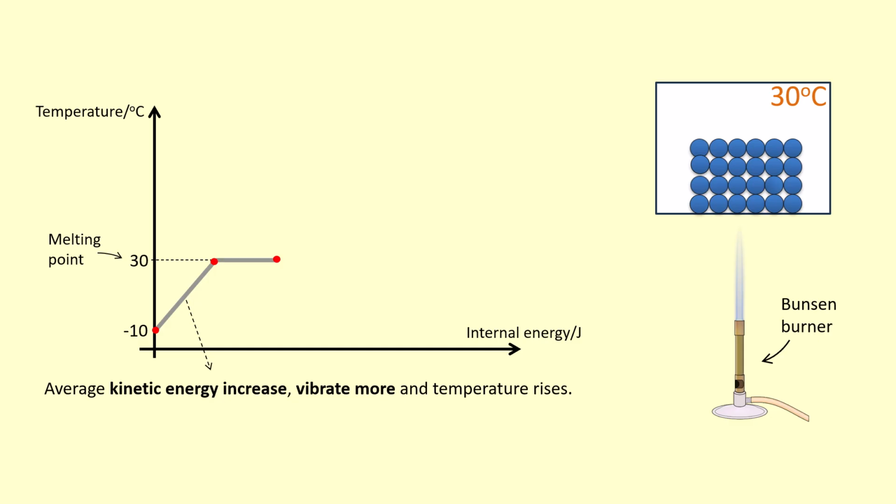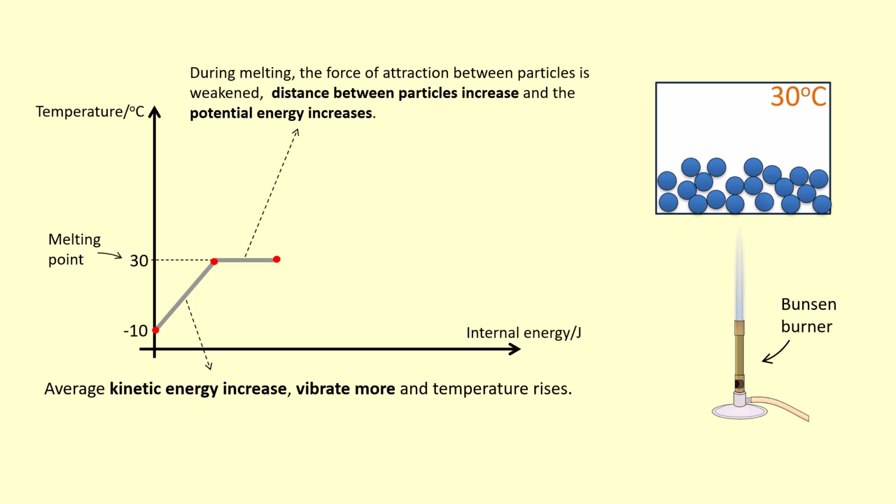So why is this? Even though I'm heating it with the Bunsen burner and giving it internal energy, the temperature isn't increasing. It's because all the energy is going into separating the particles, overcoming that force of attraction. During melting, during the change of state, the force of attraction between the particles is weakened. We're not completely breaking it, just making it a bit weaker, and the distance between the particles increases. So actually it's the potential energy of the particles that increases, not their kinetic energy. That's why the temperature is still the same, 30 degrees Celsius, because they're still moving with the same speed.